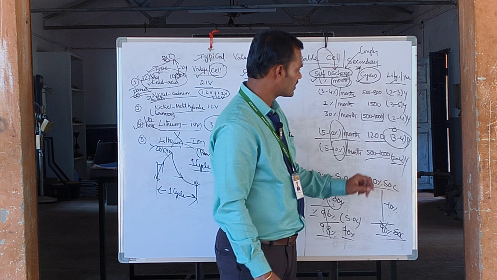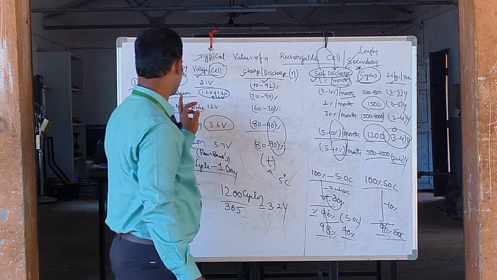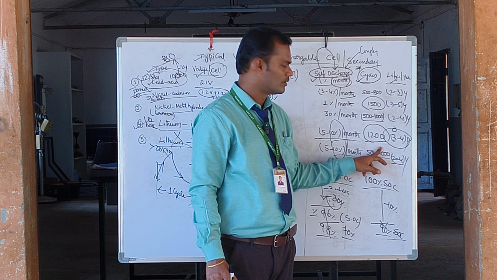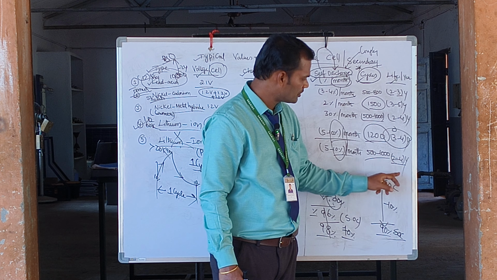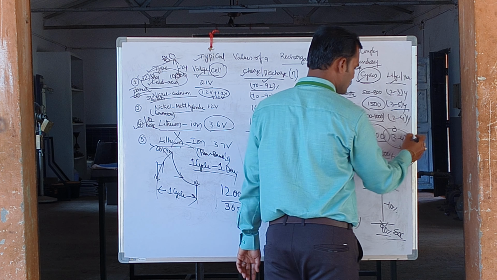So what is the maximum cycle? Where do you have the maximum cycle? Here we have the maximum cycle either in trimmers or the next one is your mobile phone. And what is the maximum life you are going to get? Where are you going to have the maximum life? In trimmer, and the next one is mobile phone.